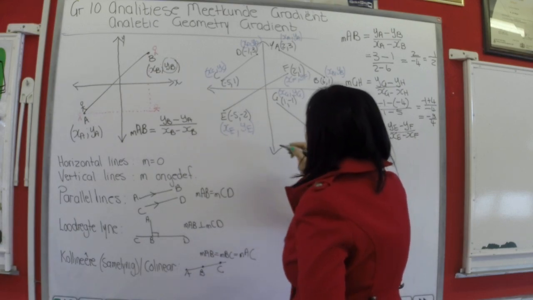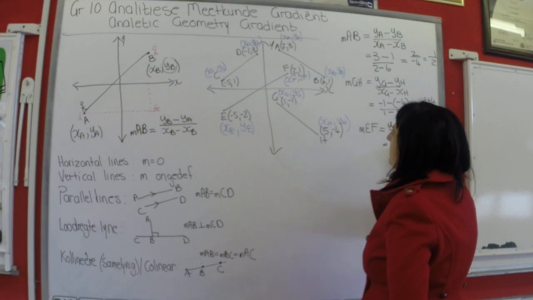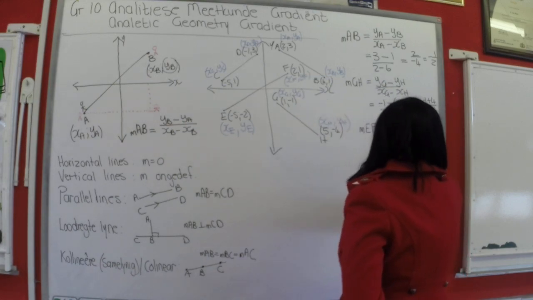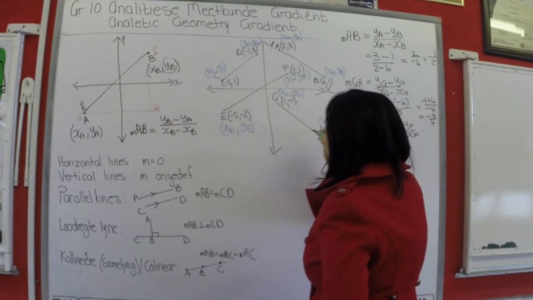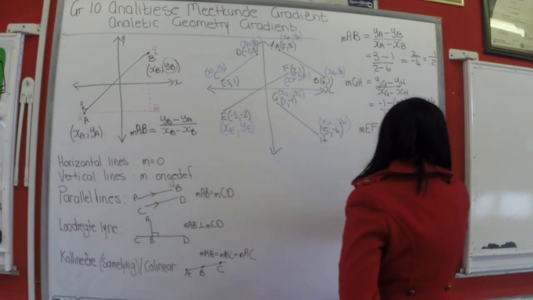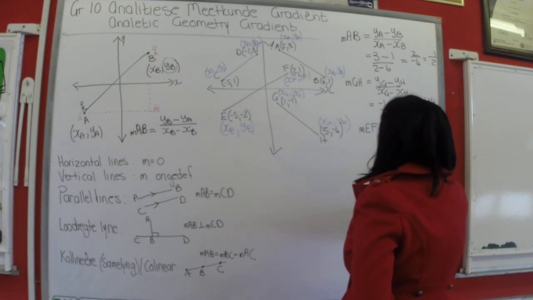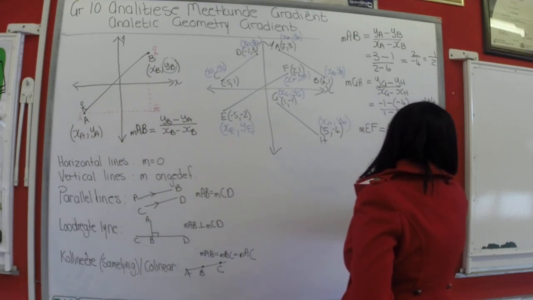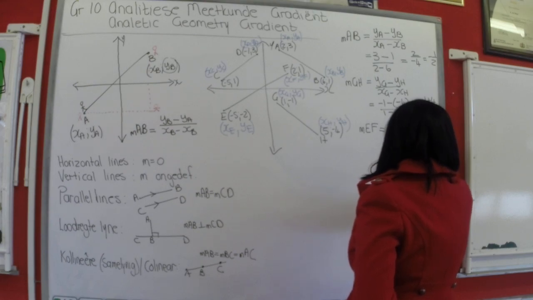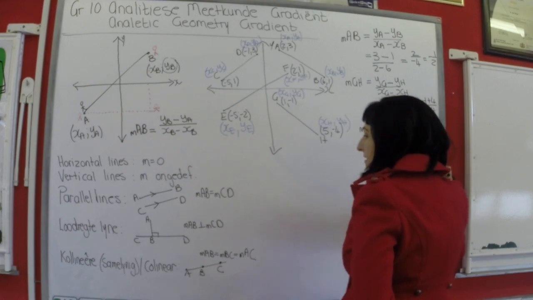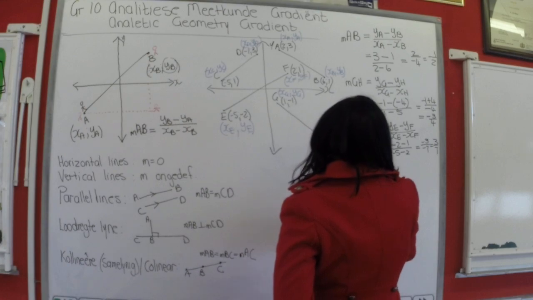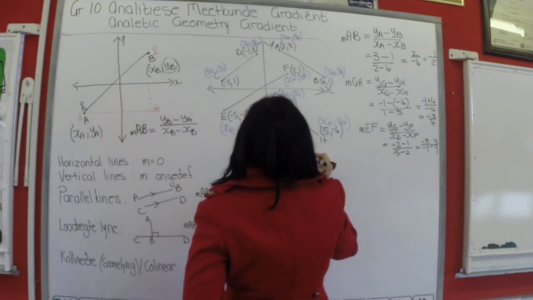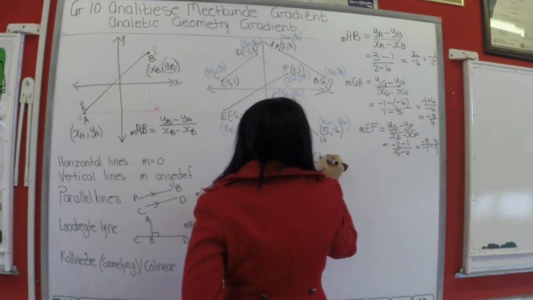Y van E is minus 2 minus die Y van F is 1. X van E is minus 5 minus die X van F is 2. Dit gee my minus 3 op minus 7, so dis 3 op 7 as ek dit vereenvoudig. Goed, dan het ons die gradiënt van CD.